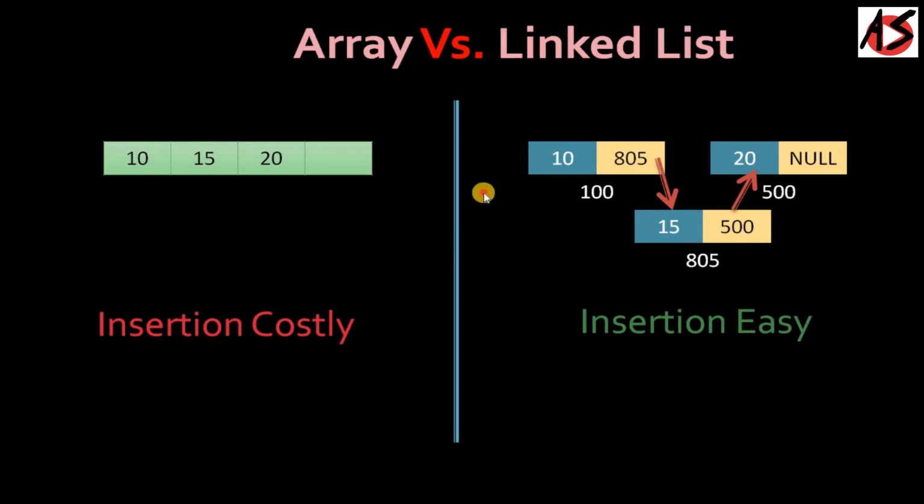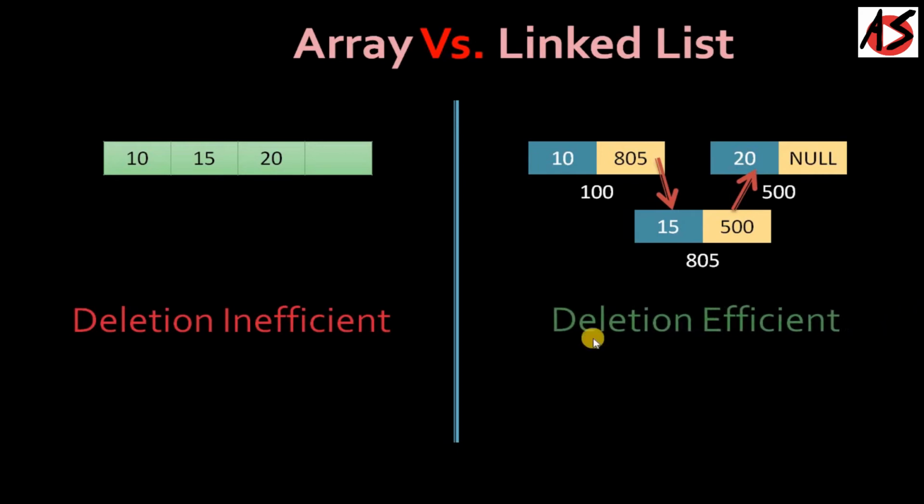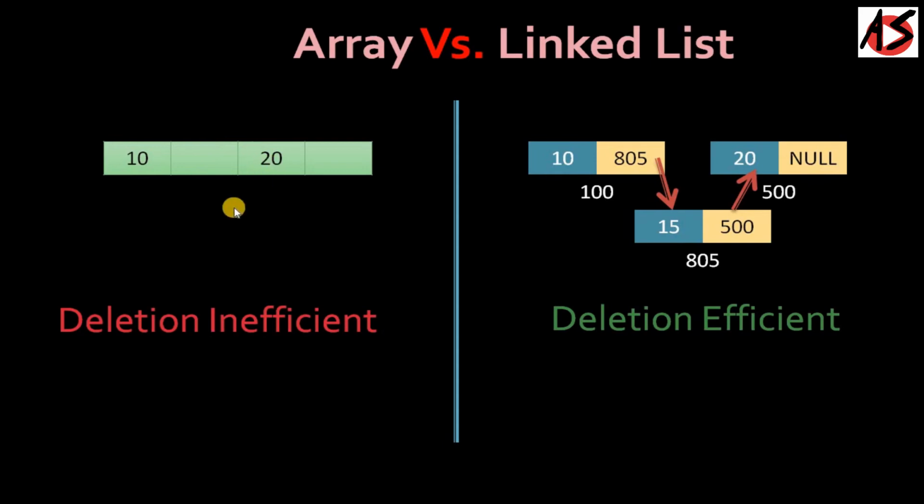Other disadvantage of array is the deletion. In array, deletion is inefficient, while in the linked list, deletion is efficient. In array, if you want to delete 15, then after deletion, this memory address will remain unused, or you have to shift the element 20 to the second position. So again you require to have a shifting, and if you are not doing the shifting, this memory address will remain unused.